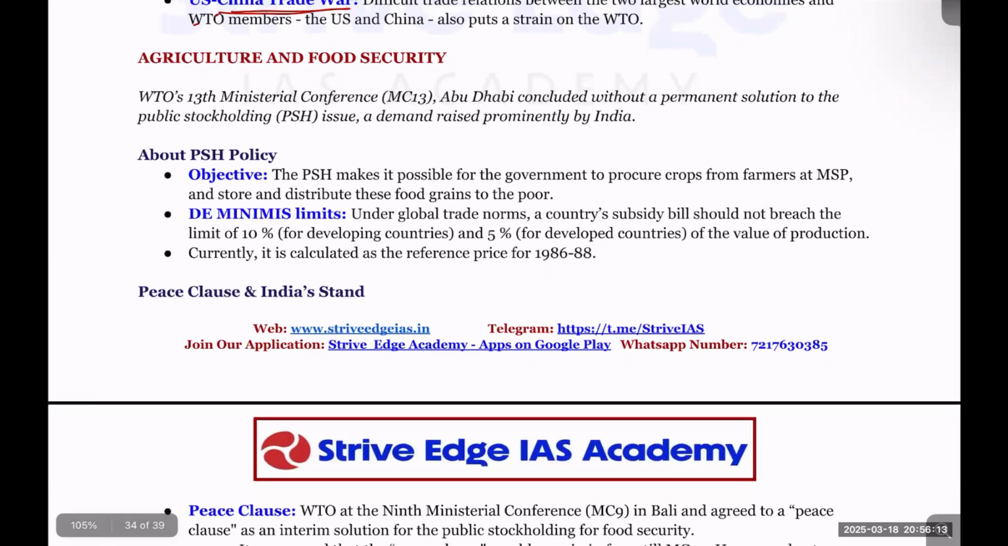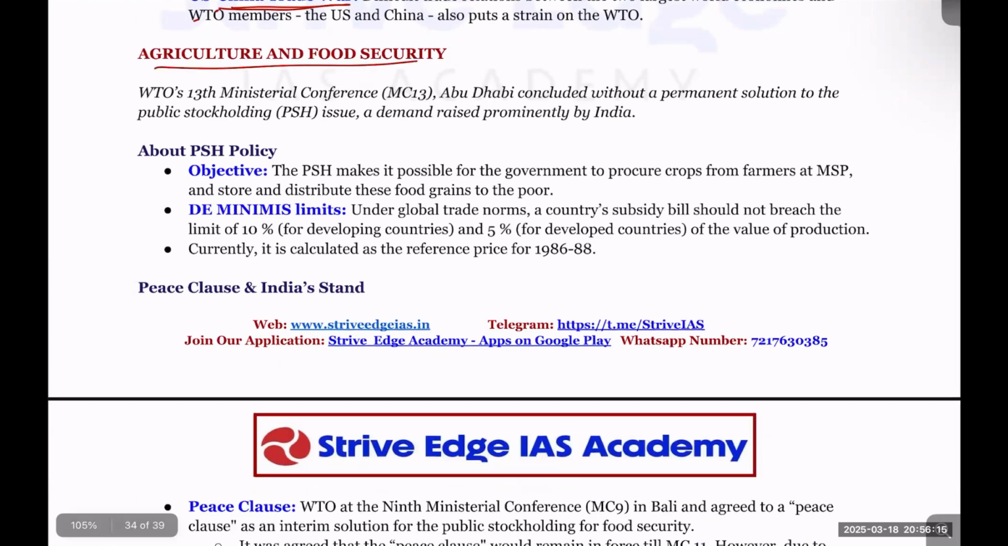Now, next thing that we should talk about is agriculture and food security. WTO's 13th ministerial conference that took place in Abu Dhabi concluded without a permanent solution to the public stockholding issue, a demand raised by India. So what is this public stockholding policy? You should get this policy very resiliently.